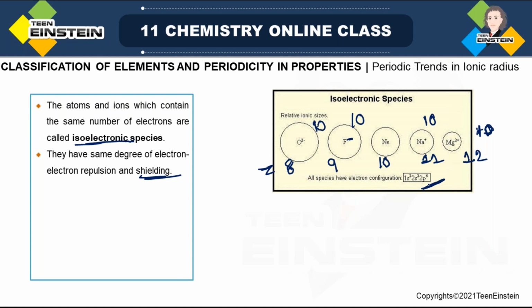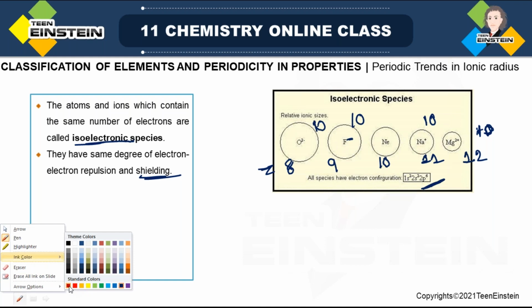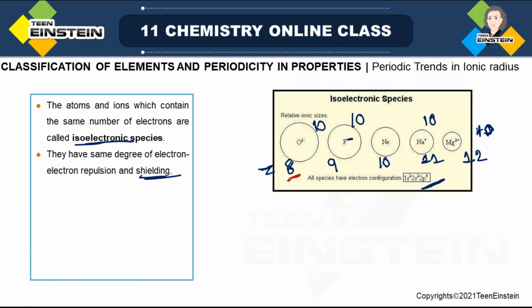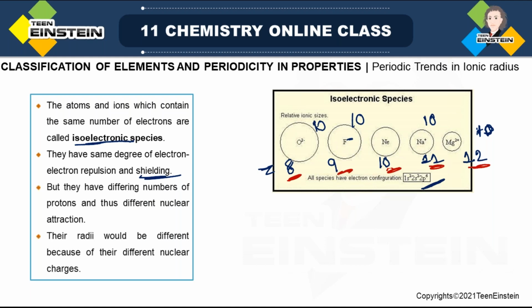Though they have the same number of electrons, but remember, they do not have the same Z. Z is still 8, 9, 10, 11, 12. That is, the atomic number is still the same. The electron number has changed. So they have differing numbers of protons, and that is the reason their nuclear attraction is also different. Now their radii would be different because of their different nuclear charges.